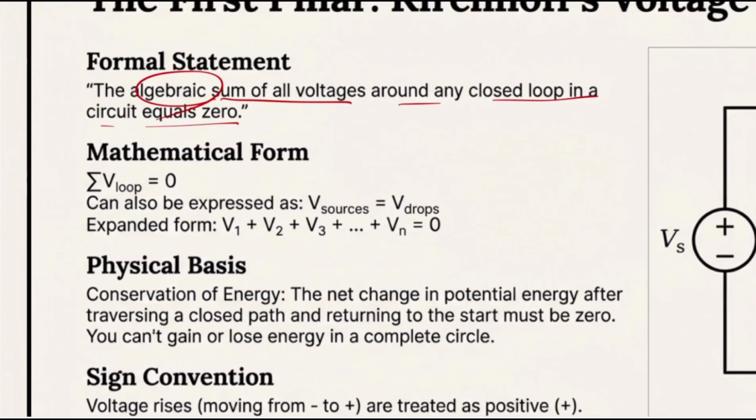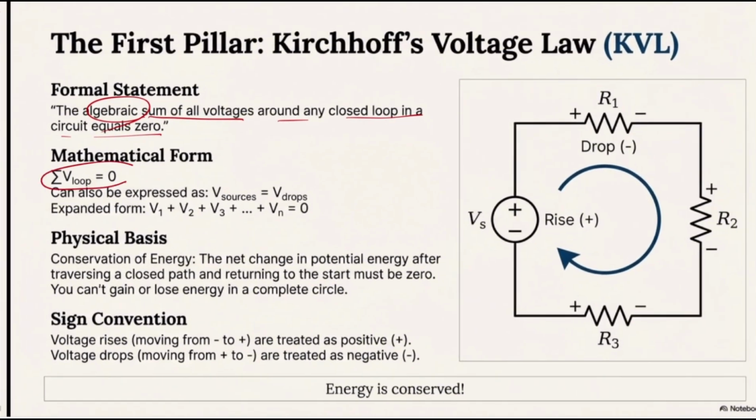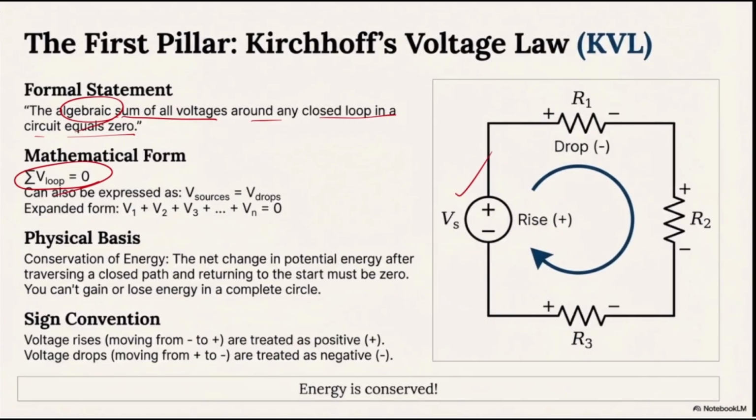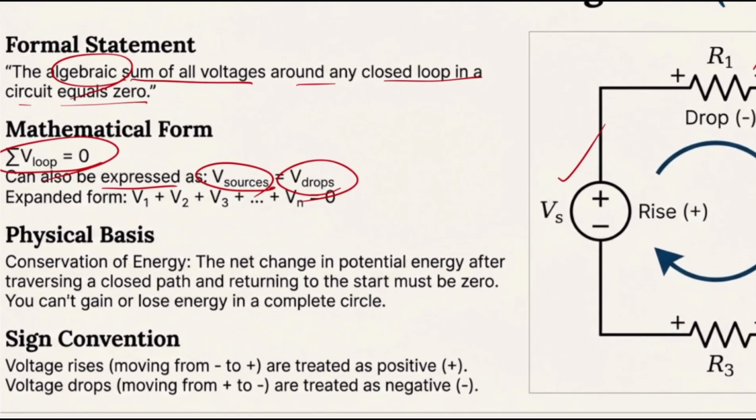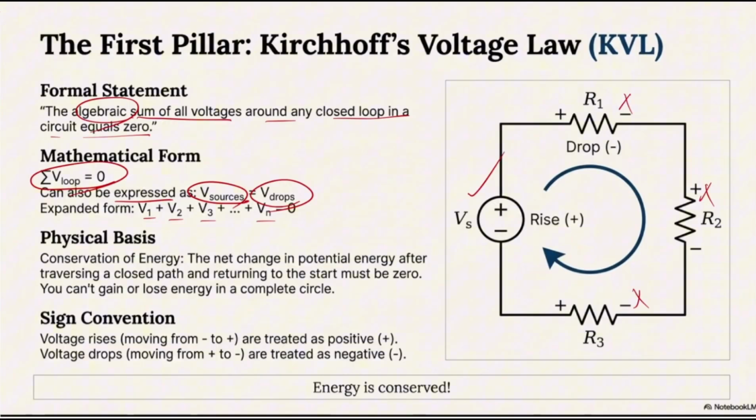What does it say? It says that if you sum V loop, if you add all of those voltages, based on the fact that some of them are positive and some of them are going to be negative, or we do have voltage drops, if you add all of them, they would be 0. It can also be expressed as the voltage of sources at some points being equal to voltage drops. Or the expanded form is this: V1 plus V2 plus V3 plus whatever component you have plus Vn is going to be 0 itself.